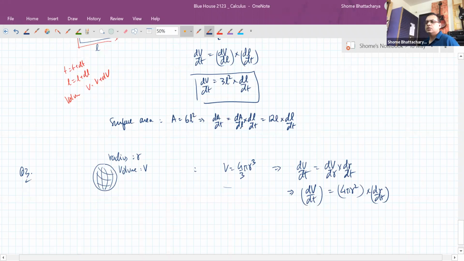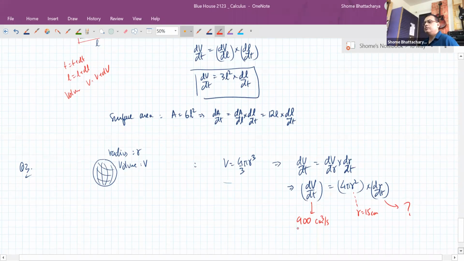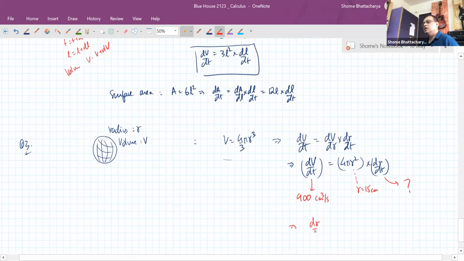Now in this question, the data is in the reverse manner. dv by dt is given to us, that we are increasing the volume of the gas balloon at the rate of 900 cc per second, and we have to find the rate at which the radius is increasing at the instant when it's 15 centimeters. So dv by dt is 900 centimeter cube per second at the instant when r is equal to 15 centimeters. So this dr by dt we have to find out. So dr by dt will become 900 divided by 4 pi.